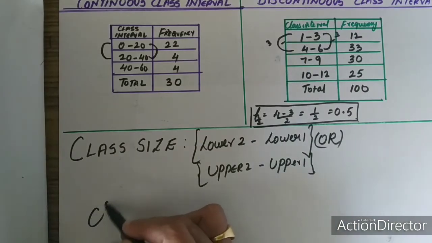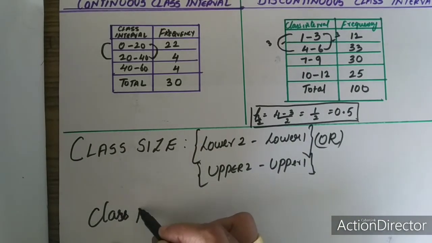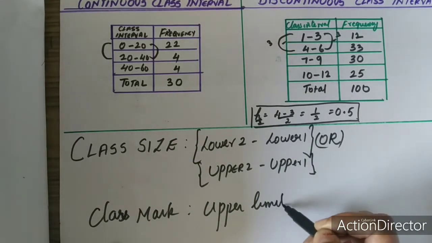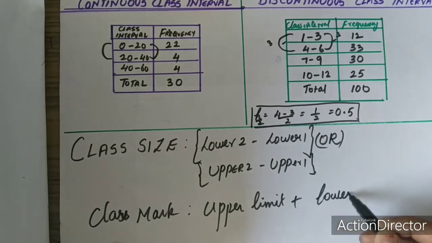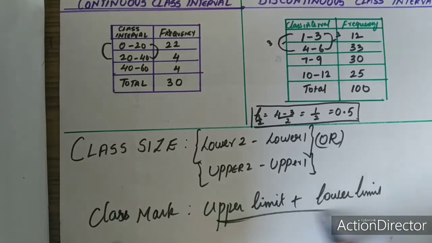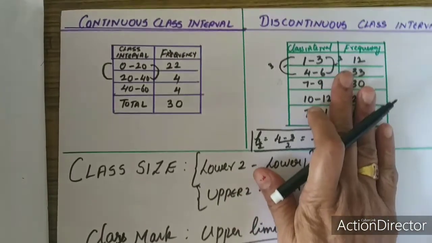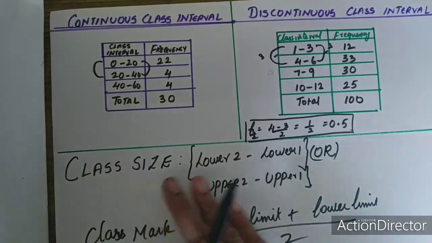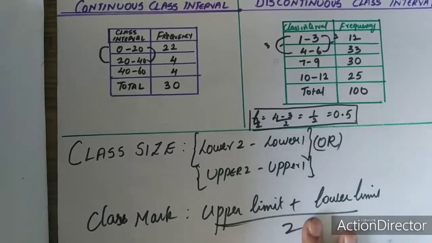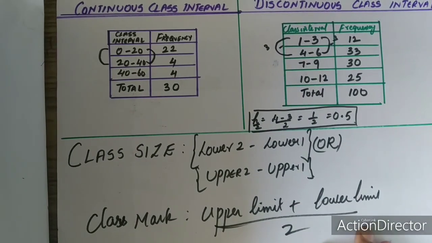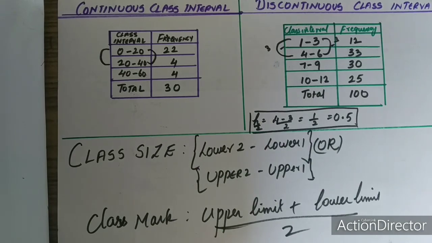So what is the class mark? Class mark is the upper limit plus the lower limit, divided by 2. I discussed this in the other video also. Once again I am recapping all this: how to convert discontinuous to continuous, how to find the class size, and how to find the class mark. You should know all these for drawing the histogram, and also the bar graph. All these details you should know in the data handling chapter. Hope you understood all this.